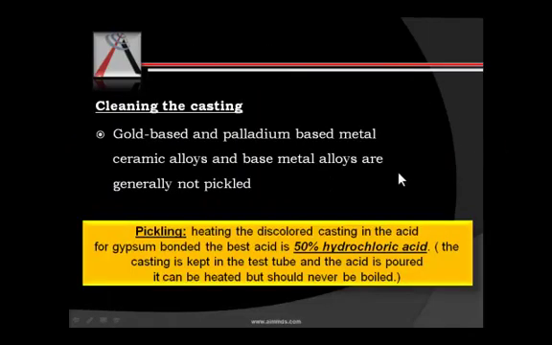Once we have the casting ready, the next step is breaking the investment, taking out the cast, and then cleaning the casting. This cleaning of the casting is done by a process called pickling. Pickling is heating the discolored casting in acid, and for gypsum bonded, the best acid is 50% hydrochloric acid. Herein, we take a test tube, the casting is kept inside the test tube, and heated hydrochloric acid, that is 50% HCl, is poured into the test tube. But it is just heated, not boiling. This point is an important MCQ.